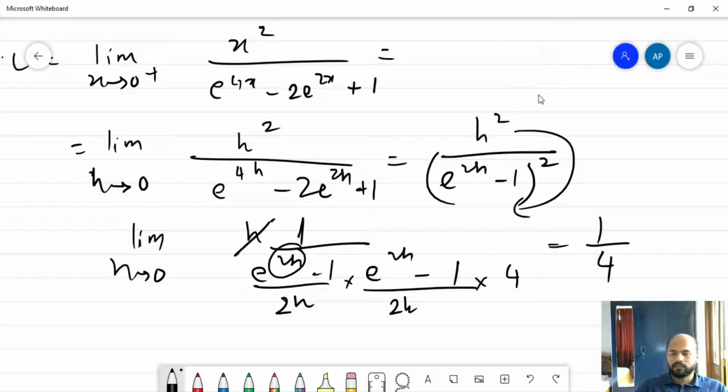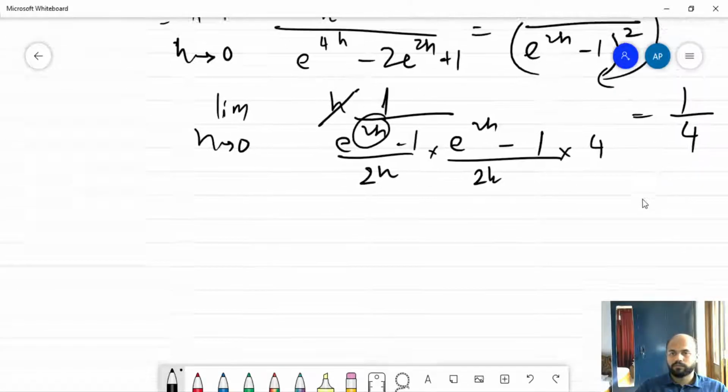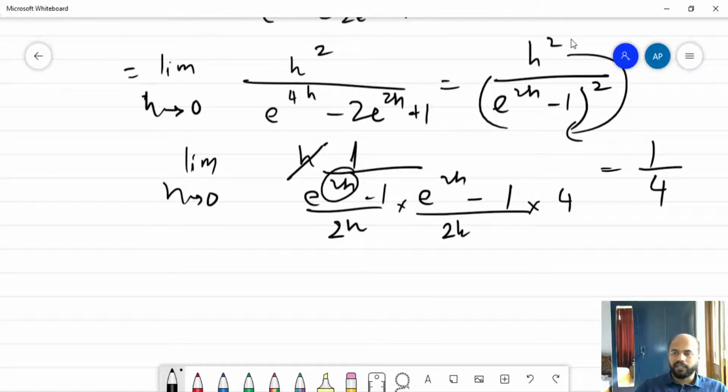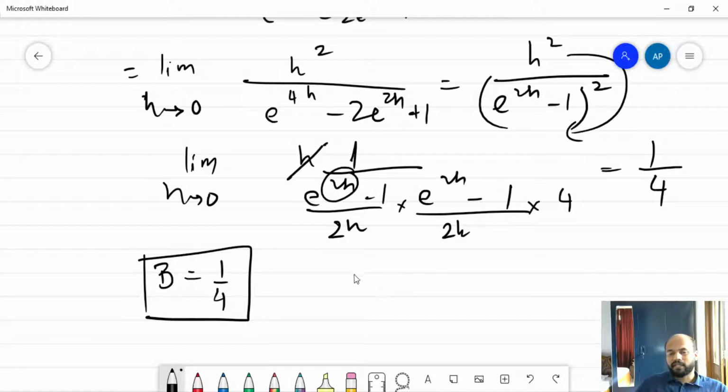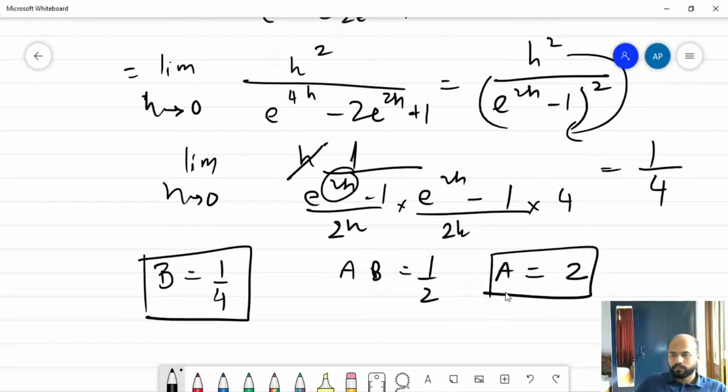The value of this limit is 1 by 4, which means that the value of b is going to be 1 by 4. That's the first thing. The second thing is, we know that AB is half. So obviously A is going to be 2. B is 1 by 4 and A is 2. That is the answer of this question.